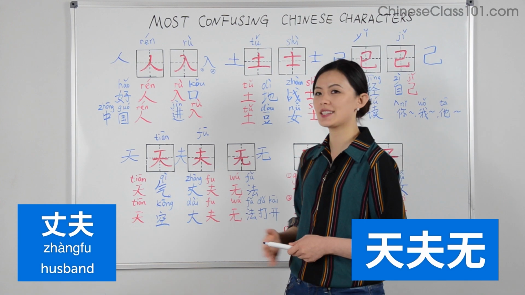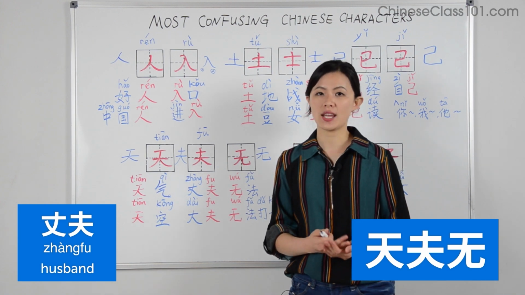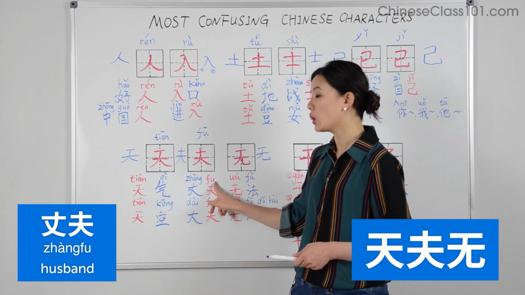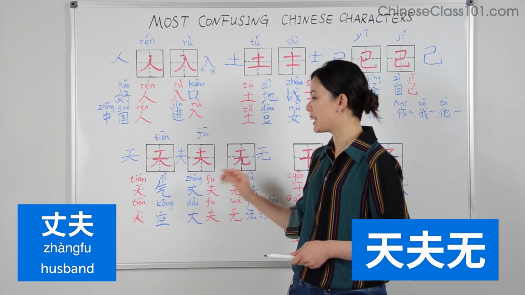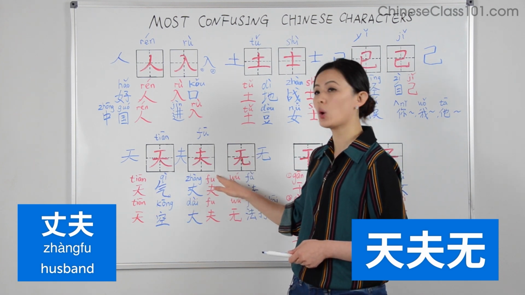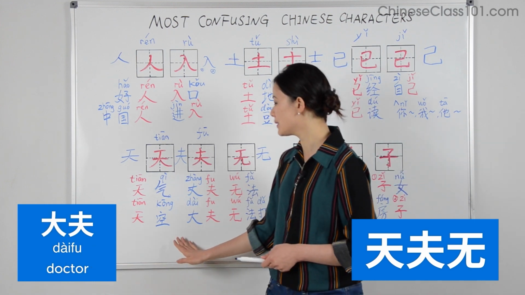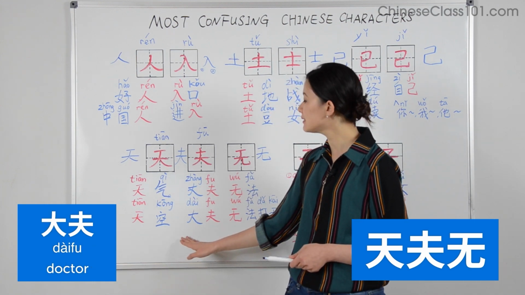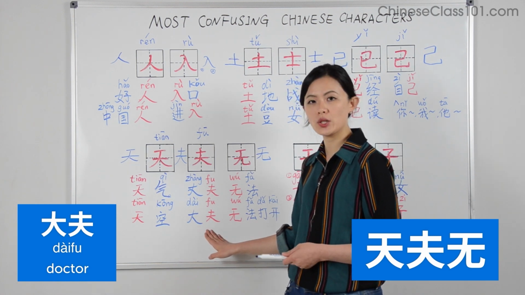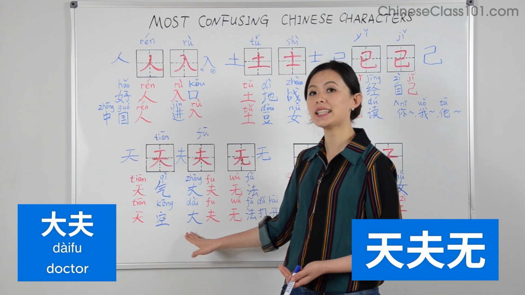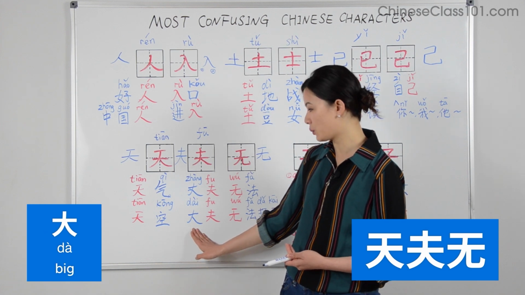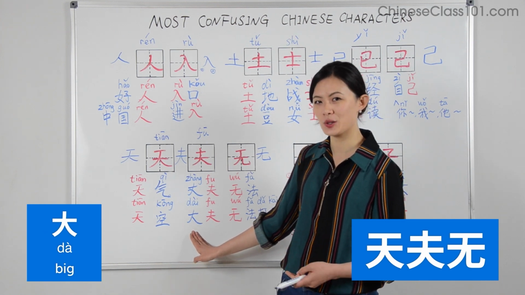丈夫 is a common everyday word to say husband. 丈夫. But notice the 夫 here has a neutral tone, which means it's brief and light. 丈夫 with no tone mark. So it's this word, 大夫. 夫 is also neutral tone here. 大夫 is a way to address a doctor. 大夫, doctor.